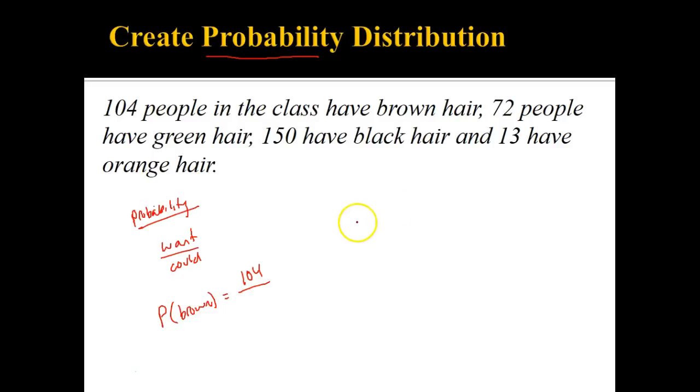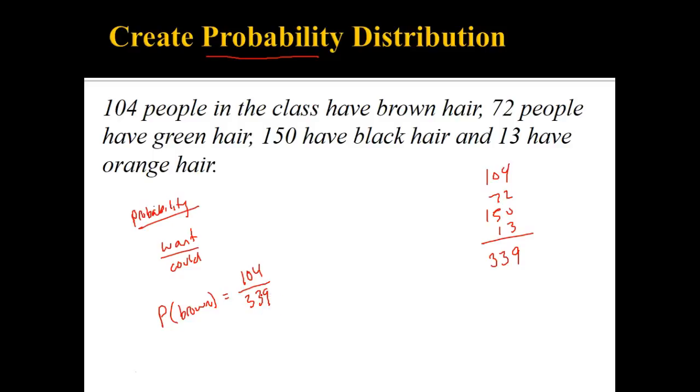So how many people were in the whole class? Well, in order to get that, we have to add up all the people. There's 104 with brown hair, 72 with green, 150 with black, and 13 with orange. So we add those all up and we get 339. I think that's right. Check my math. 339.